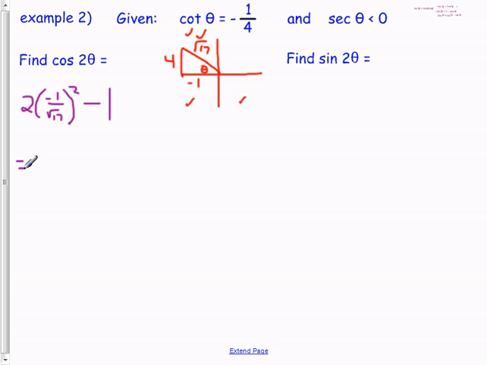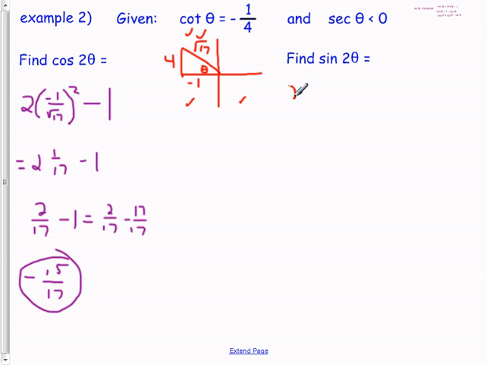So here, if I don't rationalize, I have 2 times that squared, which is just 1 over 17, minus 1. So I have 2 over 17 minus 1, which would equal 2 over 17 minus 17 over 17. So you get negative 15 over 17.